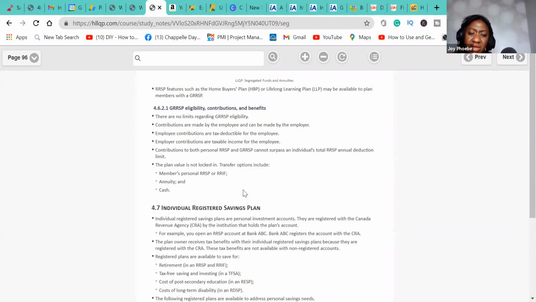Contributions to both personal RRSP and group registered retirement savings plan cannot surpass an individual's total RRSP annual deduction limit. Yes. You can't contribute more. Both of them combined cannot be more than your contribution limit. Okay, the plan value is not locked in, so transfer options include members' personal RRSP or RIF, annuity, or cash.